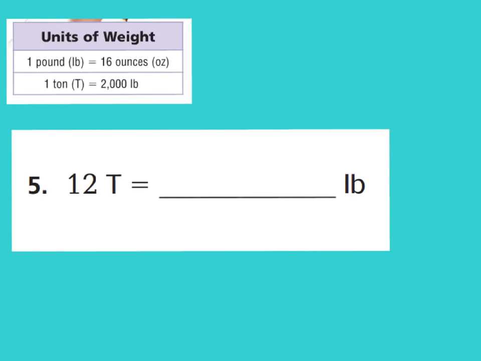Let's take a look at number 5 together. If we're going to convert tons to pounds, I know 1 ton is equal to 2,000 pounds. Remember, you're going to have more pounds than you will tons because you're going from a large unit to a small unit, so you're going to have more of them. You're going to multiply. So we have 12 times 2,000 will be our equation, because if 1 ton is 2,000, then you're just going to do 2,000 times 12, or 12 times 2,000.